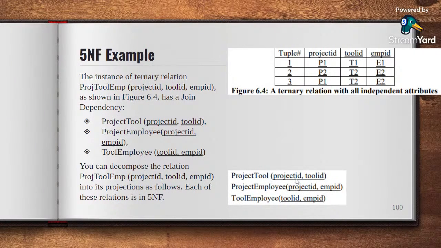Three tables. Project tool, project employee, tool employee, I'm sorry. Yeah, we can go with any combination, right? I'm not sure if you can use any combination. You have to be able to get the original relation after joining.